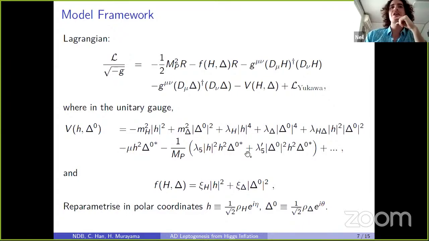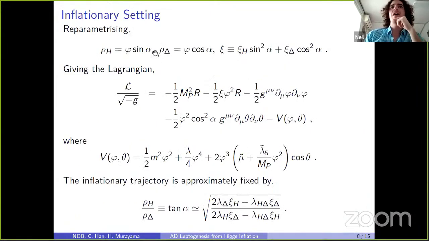In order to proceed from here, we want to parameterize in terms of polar coordinates. And then we also want to define a mixing angle between the singlet components of these two scalars. Upon making these redefinitions, we come to this fairly simple equation: we have a normal non-minimal coupling, and we have our equation of motion for theta, which is coupled to phi squared. And then our potential reduces just to the following.